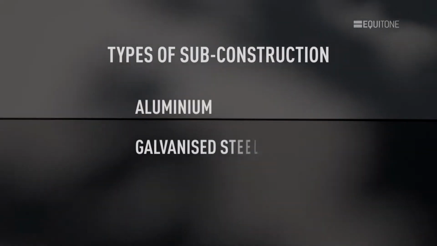Today, 3 types of subconstruction material are commonly used to carry our panels: these are aluminium, galvanized steel or timber battens. Our panels are strong yet light, which reduces the amount of subconstruction needed. This gives us an advantage over some of our competitors.